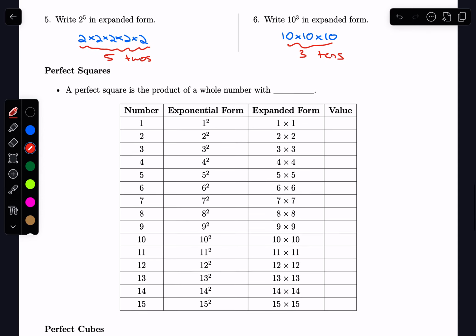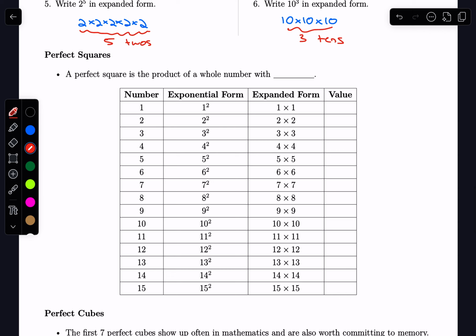All right, now a couple things just to wind down. Remember, this lesson is all about essential skills, really things that I need you to remember all the time. And so the 2 other things I need you to remember all the time are perfect squares and perfect cubes that come up a lot. So a perfect square is the product of a whole number with itself.